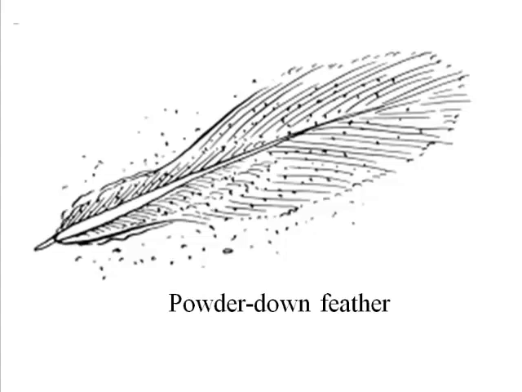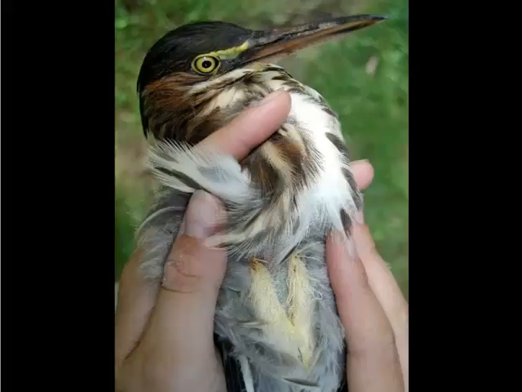So take a look at this bittern. Powder-down feathers are really pronounced in herons, egrets, and bitterns in the family Ardeidae. And they're located usually on the breast and belly. See these yellowish feathers there? Those are powder-down. Again, these are the only feather types growing continuously and that aren't molted.